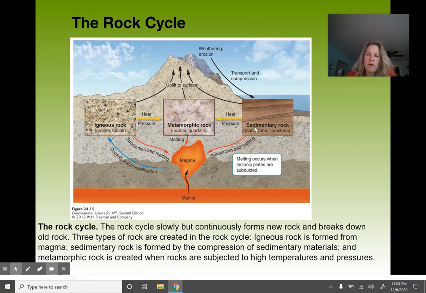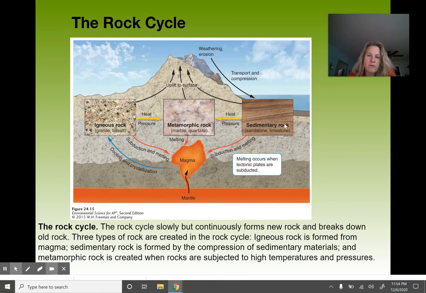So if a sedimentary rock undergoes heat and pressure, it forms metamorphic. If an igneous rock undergoes heat and pressure, it forms metamorphic. If a rock melts and forms magma and then recrystallizes, it's igneous. If a rock crumbles and forms sediment and the sediment is squeezed together, then that's going to form sedimentary.